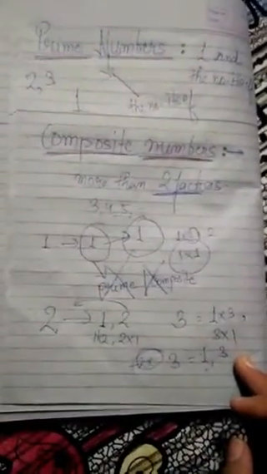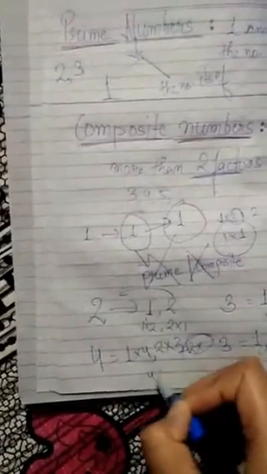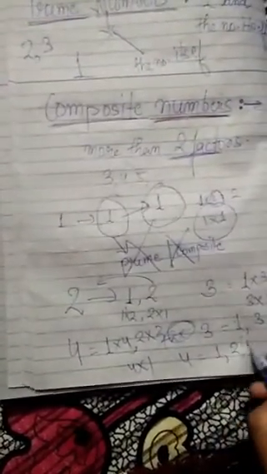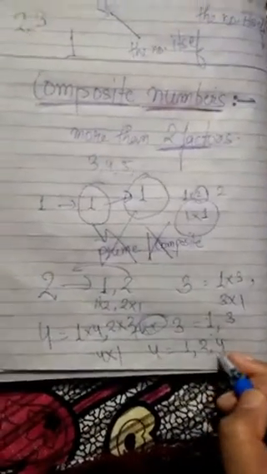Understand, dear student? Next, 4. You can factorize it. 1 times 4 is 4, 2 times 2 is 4 and 4 times 1 is 4. It means 4 has three factors: 1, 2 and 4. How many factors are here? 1, 2 and 3. Then we read that numbers which have more than two factors are composite numbers. Understand? Let us come to the exercise.